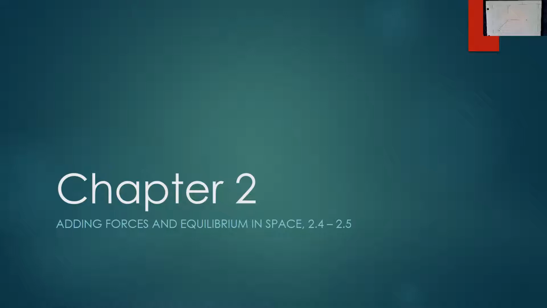Okay, this is chapter 2, section 2.4 through 2.5, lecture number 4. In this lecture, we're going to talk about 3 dimensions. Up to this point, we've dealt with 2-dimensional vectors and equilibrium in 2 dimensions, and so now we're going to go to 3D.